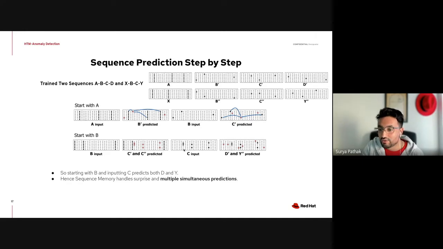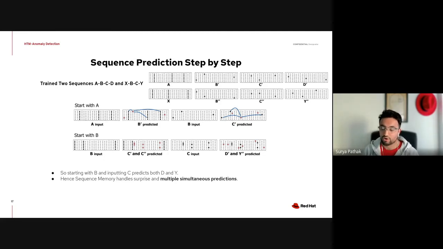Similarly, you get the C input now. The neurons in the C input get activated. Now this C input will then predict both D prime and Y double prime, as shown over here. So this is one of the best and most important characteristics of HTM, the characteristic of multiple predictions.